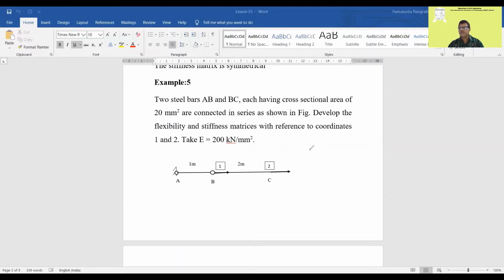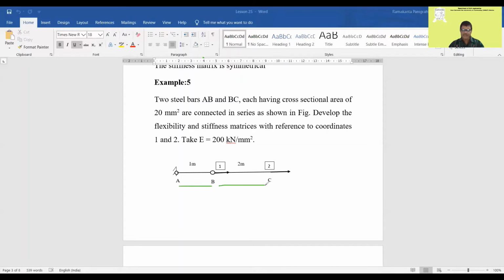So we have developed the stiffness matrix for beams in the last class. Today we'll see it for trusses. Now, one example. Let us start with a truss as a one-dimensional member. Now, two steel bars AB and BC. You see two steel bars AB and BC.